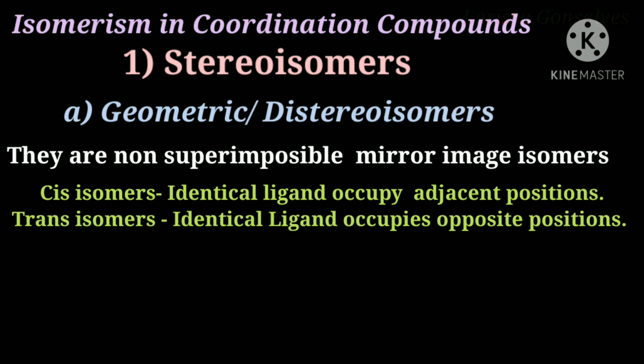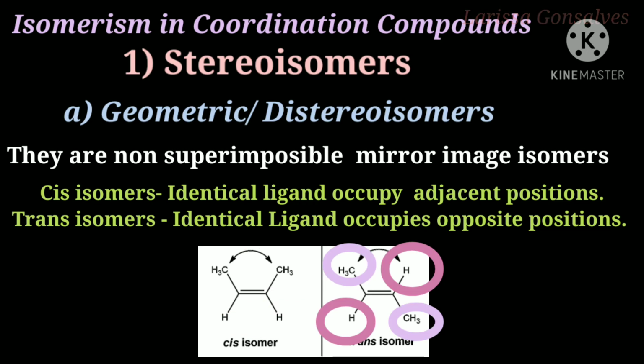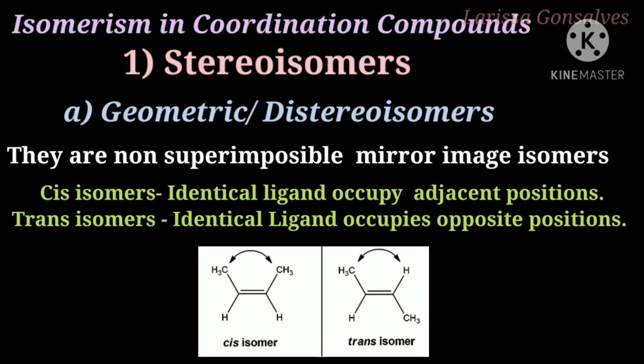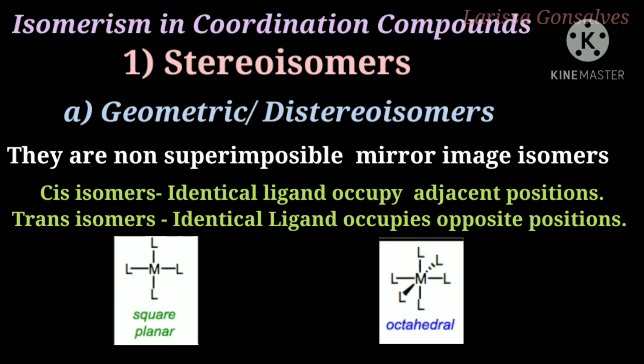Cis isomers means identical ligands occupy adjacent positions, whereas in trans isomers, identical ligands, that is the same ligands, occupy the opposite positions. Now, cis and trans isomers have different properties. Cis-trans isomerism is observed in square planar and octahedral complexes. Square planar has 4 ligands, and octahedral includes 6 ligands.